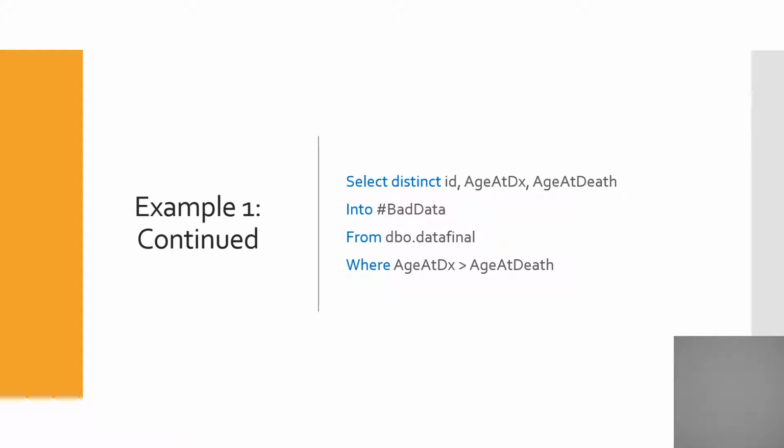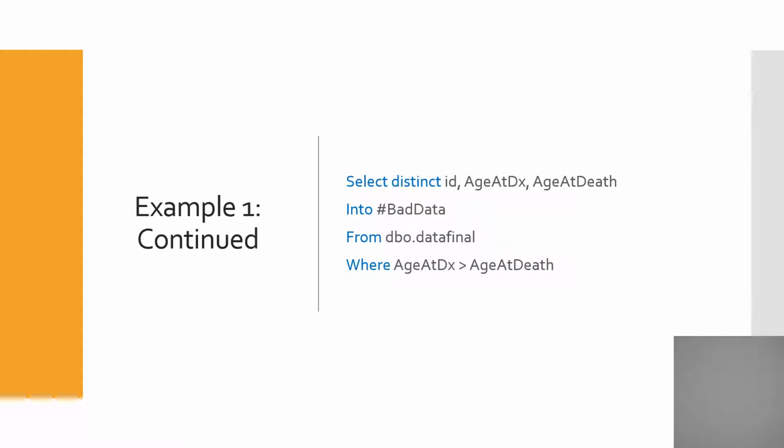The from command specifies which table we are going to get the data from. Here our table name is data final, and the DBO before the name indicates that this table, data final, is not a temporary table, but a permanent table. In other words, once you close the SQL software, the DBO data final is not going to be lost, but saved. The last command in our code is the where command.